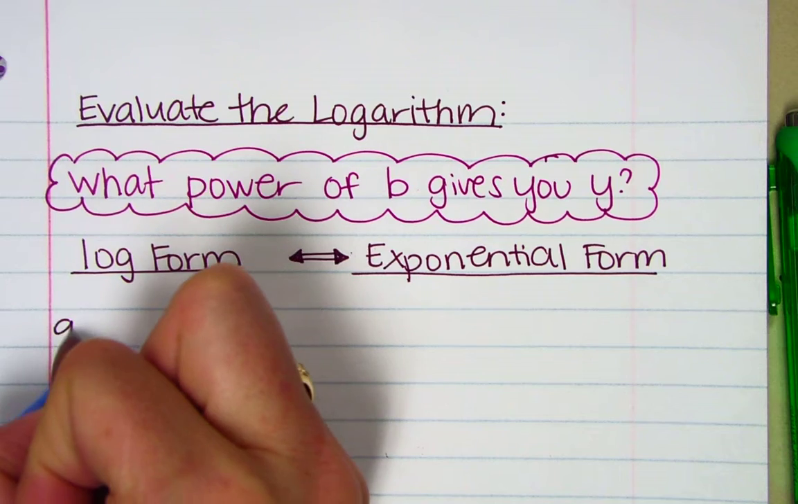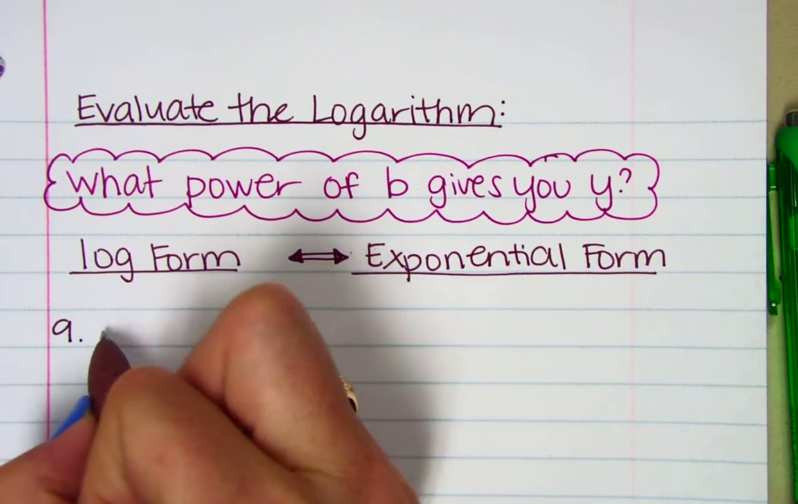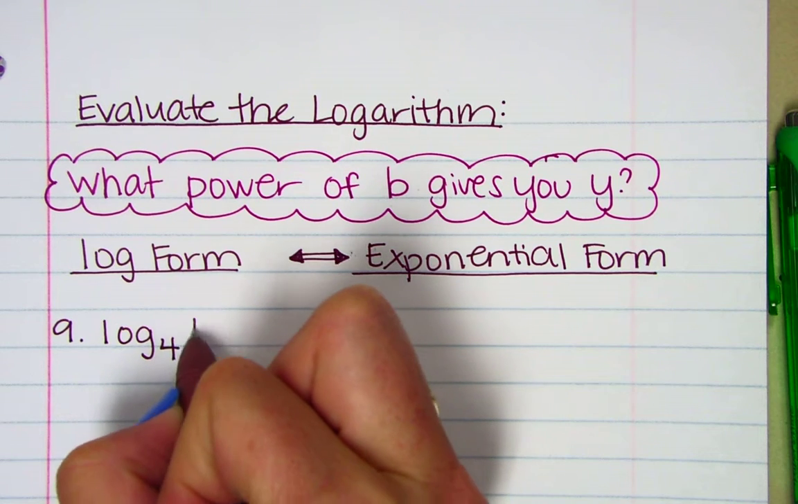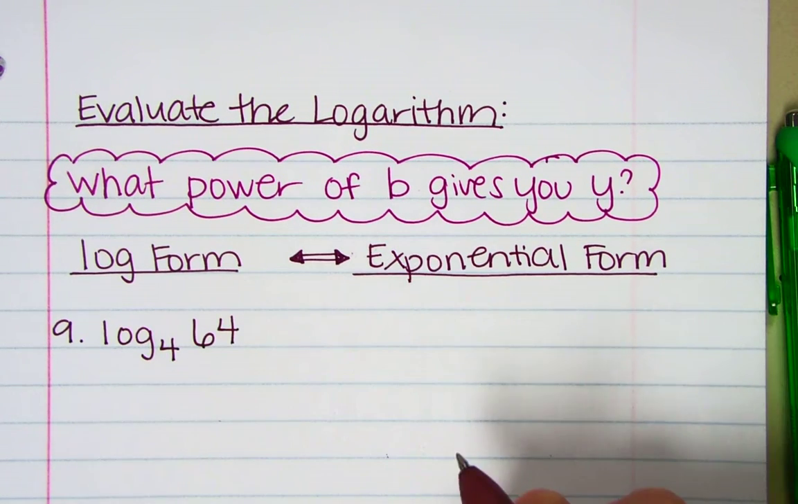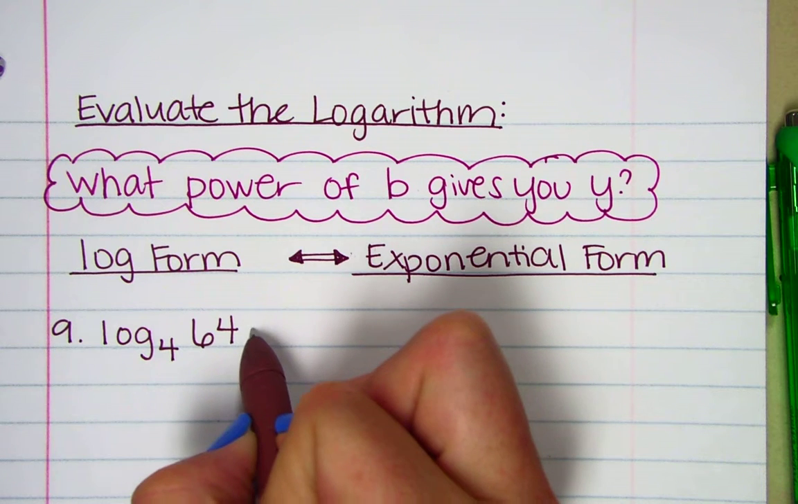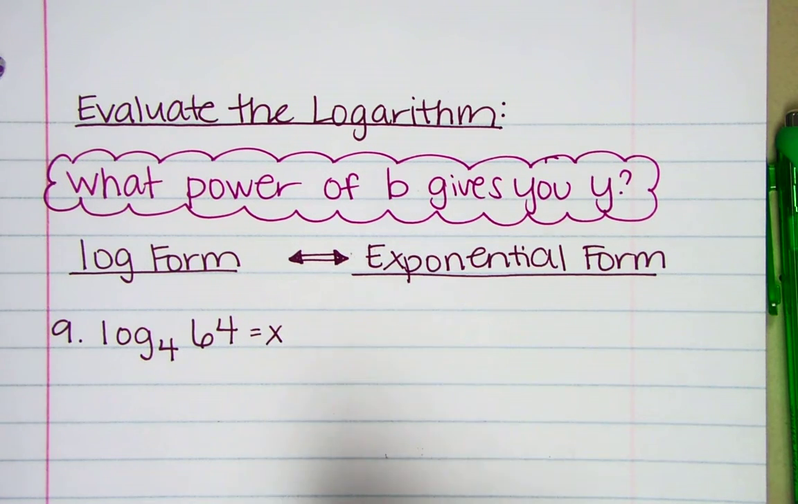First one, number 9, they're just going to give you this. Log base 4 of 64. Okay, they don't give you what it equals. You have to figure out what it equals. This is where we're trying to find x, just like we talked about on the front board. So that implies that equals x. That's what we're looking for.